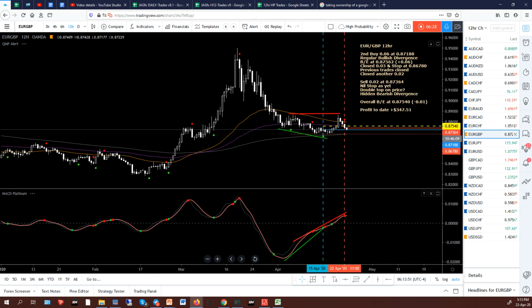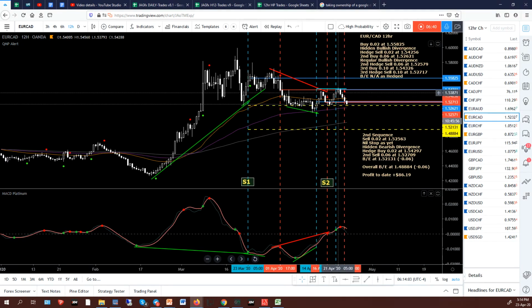All right, Euro pound, a little bit different. It's a bit of variety. We've got a new sell signal today. Just before I go on, I'll go back to Euro CAD. I forgot to mention, nice little double top up here. It could be considered a resistance level, double top. It helps with the sell.